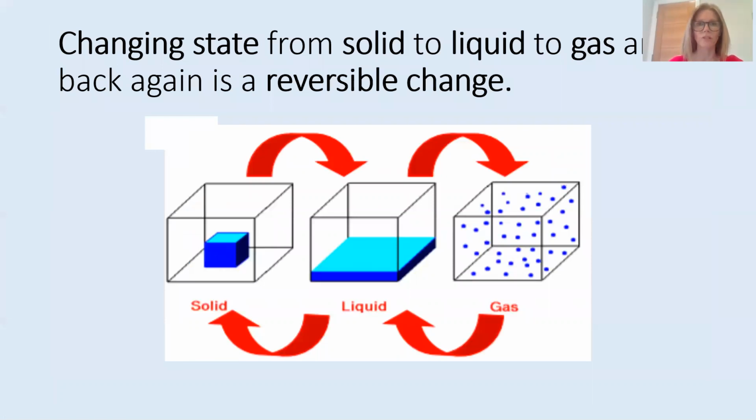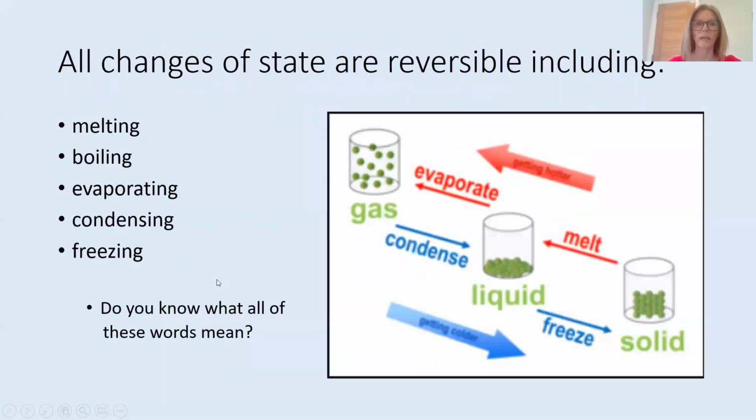Right, I hope you had fun with that. I just want to give you a little bit of extra information now. So you'll be really familiar with this diagram that you can see. It says changing state from solid to liquid to gas and back again is a reversible change. So if we take the example of the ice lolly again, it would start as a solid and then obviously become a liquid. And you can see exactly how that process would work for each of those changing states. And again here, all changes of state are reversible, and that includes melting, boiling, evaporating, condensing, and freezing.